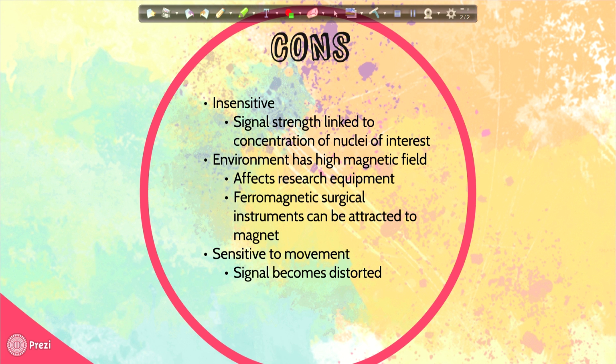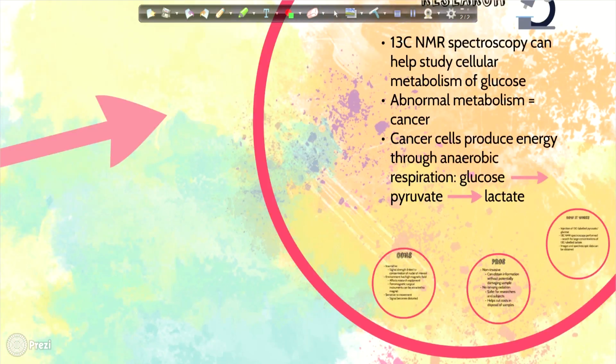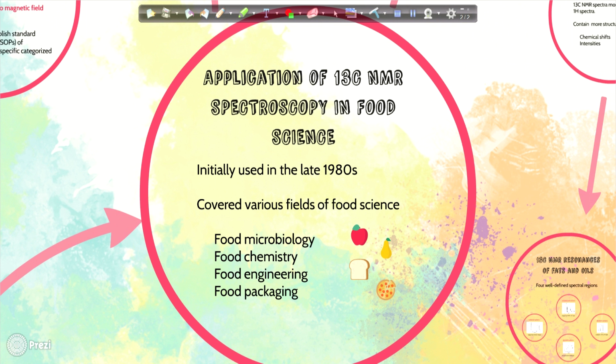Finally, 13C NMR spectroscopy is very sensitive to movement. Even seemingly small movements such as the beating of a heart can distort the signal. In studying organs such as the brain, a technique called cardiac gating must be applied, in which the obtaining of images is timed with the subject's cardiac cycle. This is necessary due to the movement arising from the pulsating manner of the blood flow.